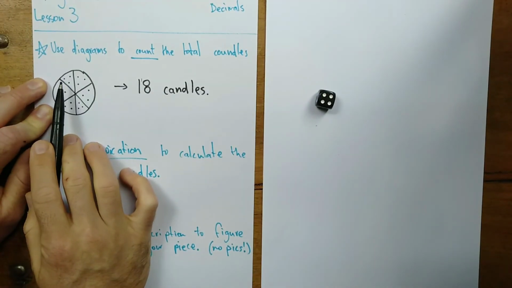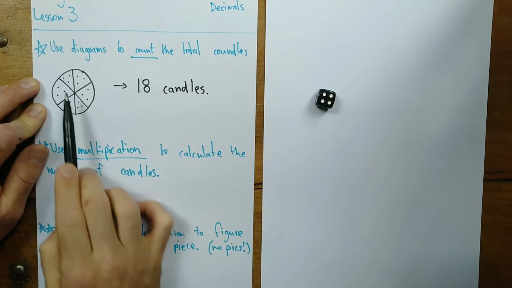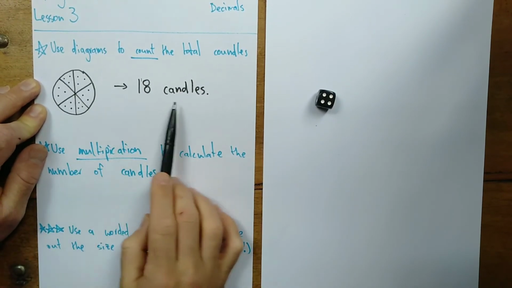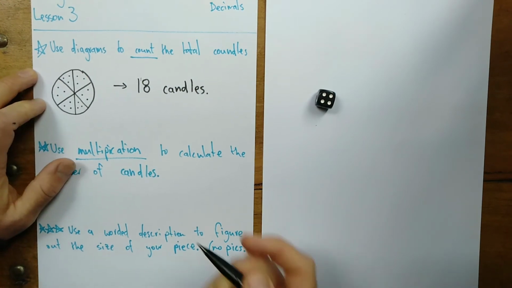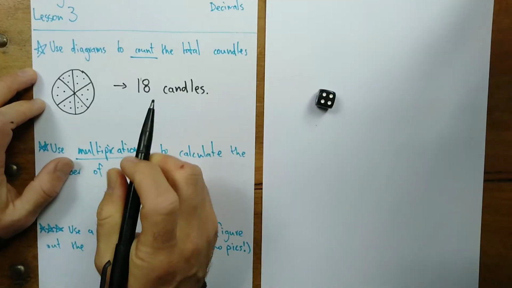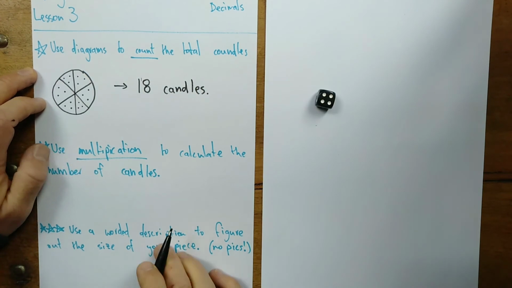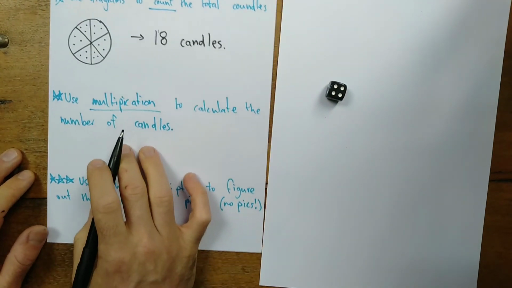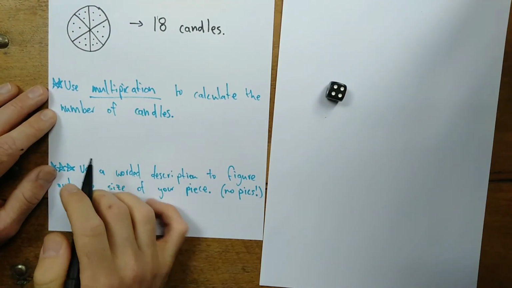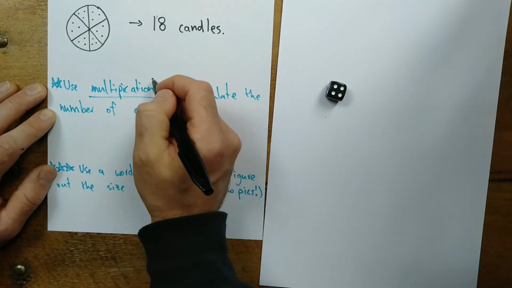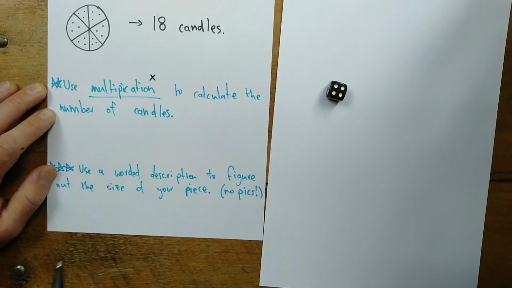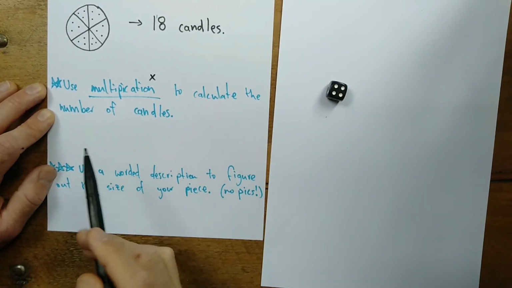So you'll be given problems for the 1-star task. You'll be given situations like that, and you'll have to count the total number of candles. You can draw a picture. You will also be asked to fill in a table as you go. For the 2-star task, you'll use multiplication or timesing to calculate the number of candles.